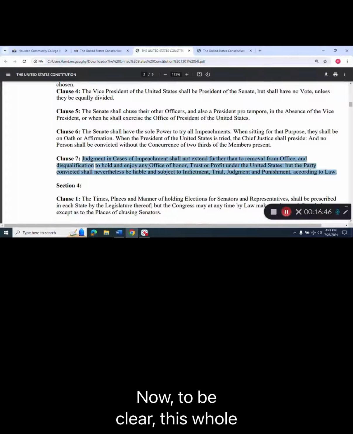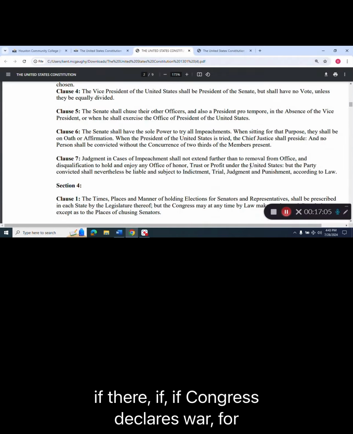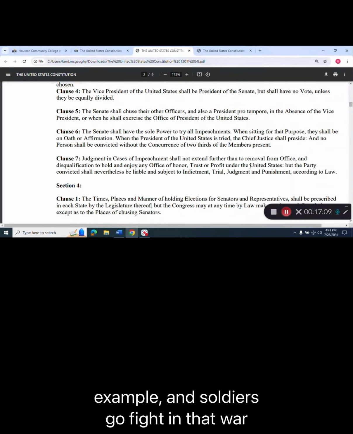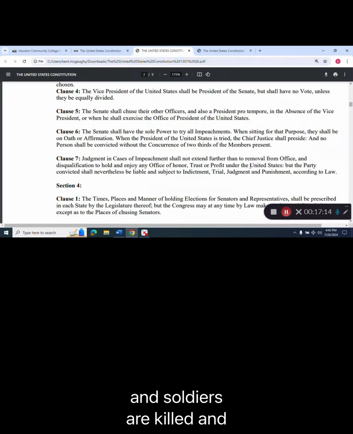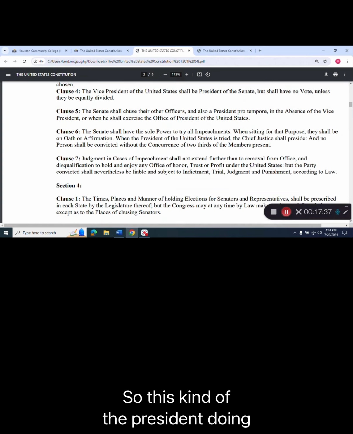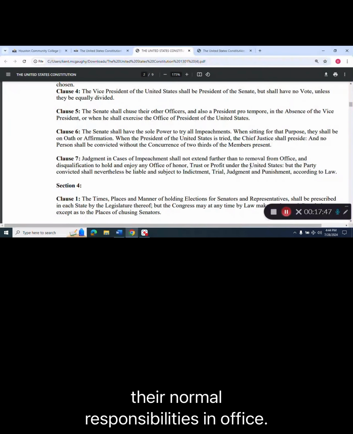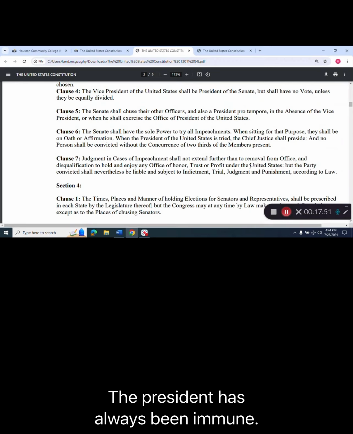Now, to be clear, this whole issue of presidential immunity, the president is immune in certain cases. So, for example, if Congress declares war, and soldiers go fight in that war, and soldiers are killed, and the President of the United States is the commander-in-chief, well, the president cannot be sued for wrongful death because somebody's son was killed in that war. So in that case, the president is immune. This kind of thing, the president doing things that may have tragic results, but they're doing them as part of their normal responsibilities in office, the president has always been immune.